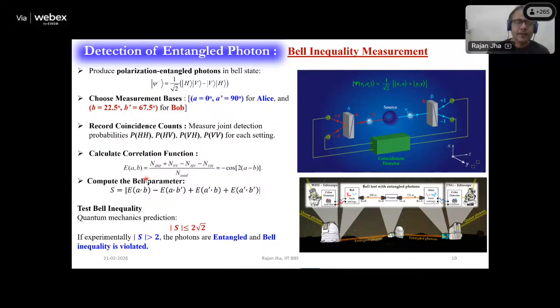And if you test the Bell inequality, it has already been demonstrated experimentally that if this S, the Bell parameter, calculated in this way, is greater than 2, then you say that the photons are entangled and the Bell inequality is violated. Generally, the Bell inequality for the quantum mechanics prediction shows that S will be less than 2 root 2, but S greater than 2 shows that the photons are entangled. These are mathematically proven, and whenever the experiment has been conducted, people have experimentally achieved these numbers in the lab.